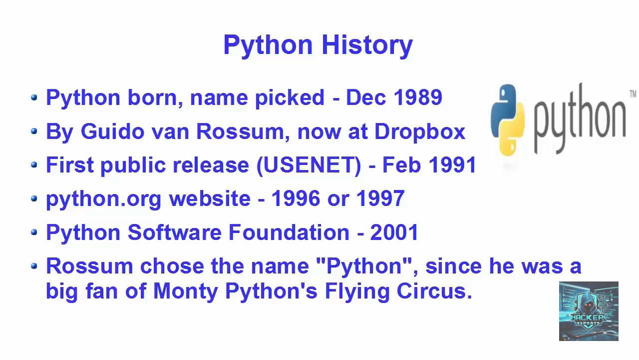So Python was first publicly released in February 1991, and python.org, which is the official website of Python, was released in the time period between 1996 and 1997. In the year 2001, the Python Software Foundation was created and Van Rossum remained the principal author of Python.